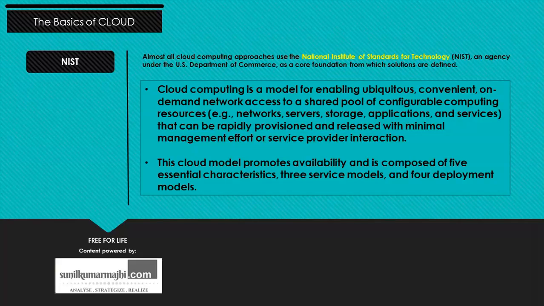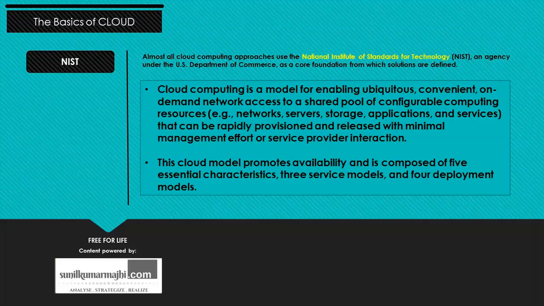So cloud computing is a model for enabling convenient on-demand network access to a shared pool of configurable computing resources. For example, networks, servers, storage, applications, and services that can be rapidly provisioned and released with minimal management effort or service provider interaction. So this cloud model promotes availability and is composed of 5 essential characteristics, 3 service models and 4 deployment models. We would independently go through these 5 essential characteristics, the service models and the deployment models.